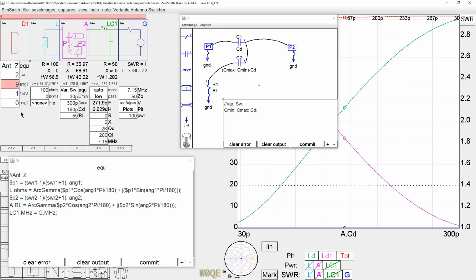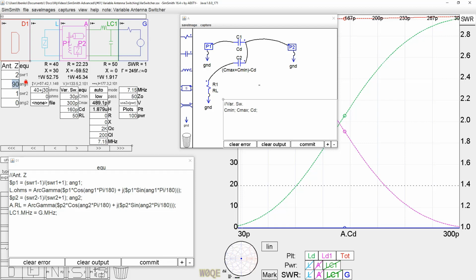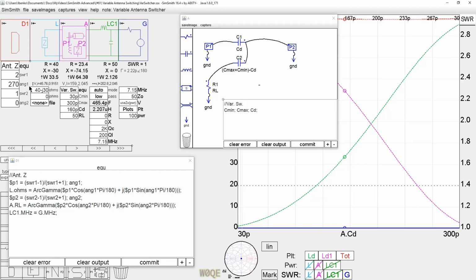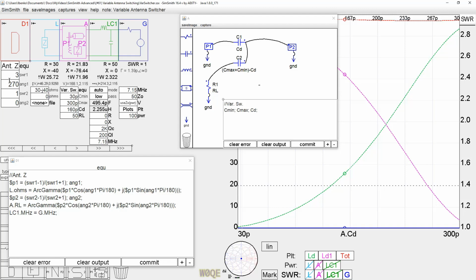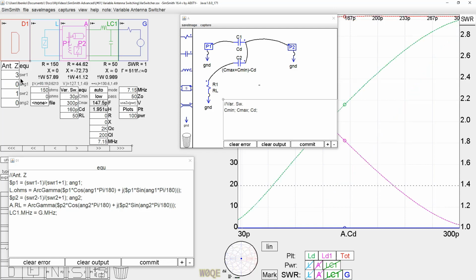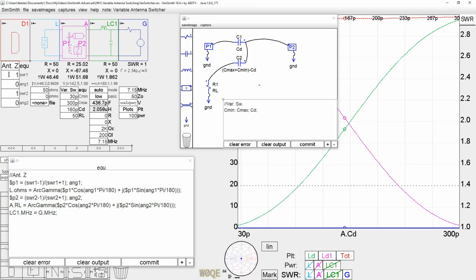So SWR of 2 at an angle of 0 is 100 plus j0. SWR of 2 at an angle of 90 degrees will be 40 plus j30. At 180 degrees, it'll be 25 plus j0, with a femto-ohm residual, but it's effectively 25 plus j0. And at 270 degrees, it is 40 minus j30. So we can see how that works. Now, if I want to go to 3 to 1 SWR, I can do that, and it becomes 30 minus j40 down here. At 180 degrees, it should become 16.67 plus j0, and again the imaginary part is about 7.147 femto, 10 to the minus 15th. So it's effectively 16.67 plus j0, and of course at 0 degrees, it should be 150 ohms.